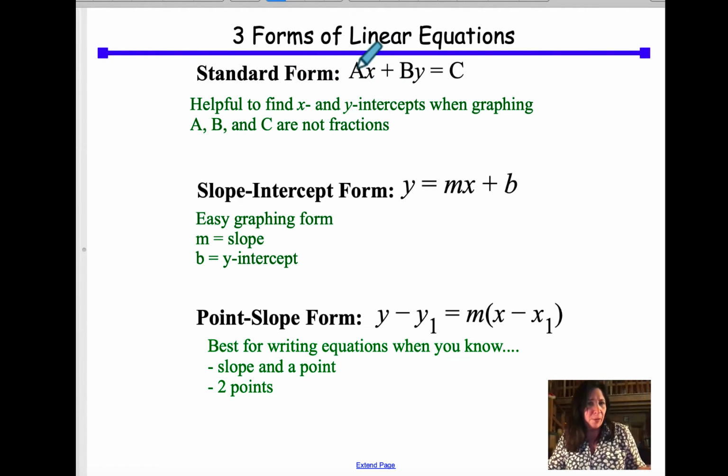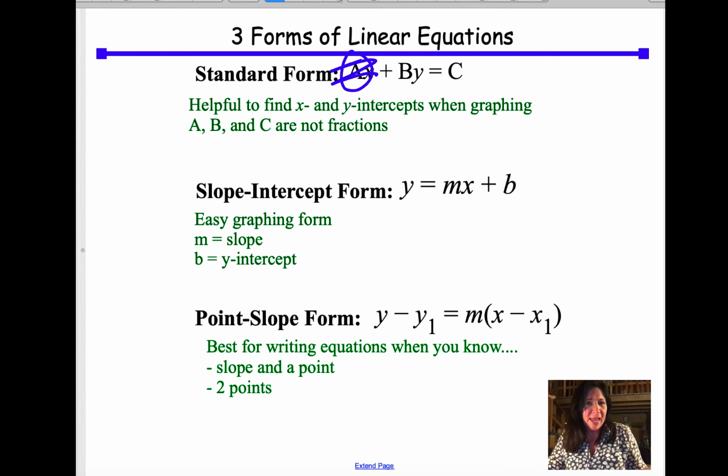You've got standard form, where the a value has to be a positive number, and it has to be an integer, which means it can't be a fraction. Slope-intercept form, where you solve for y, and point-slope form, which is the most popular one, because most of the time you're given a point and a slope, so then you would put it in point-slope form, okay?